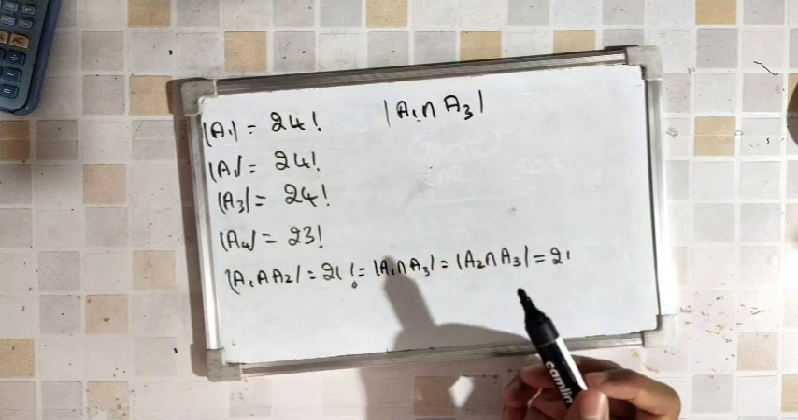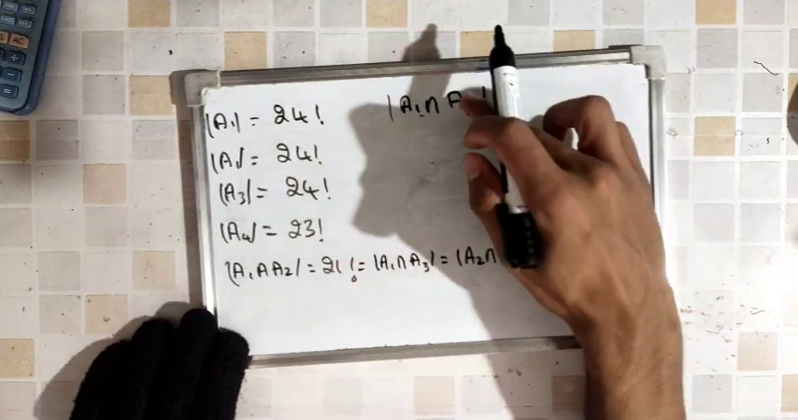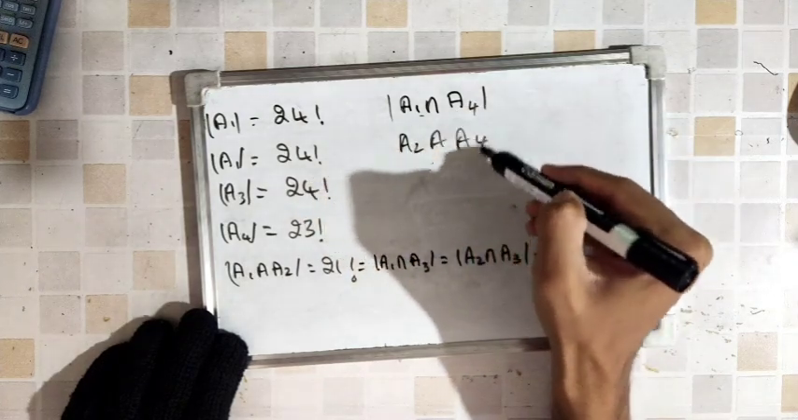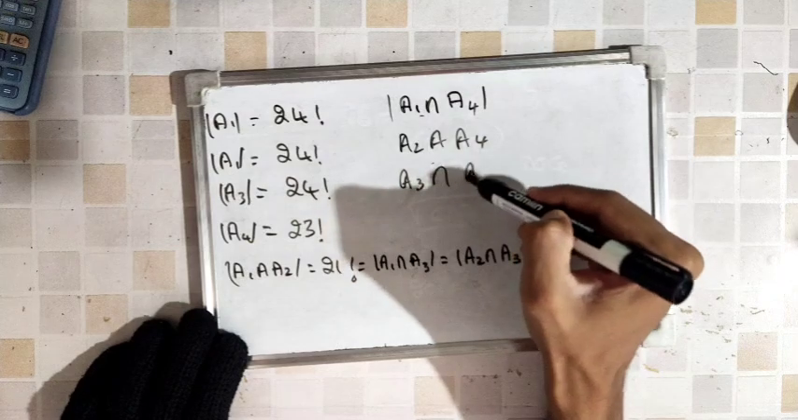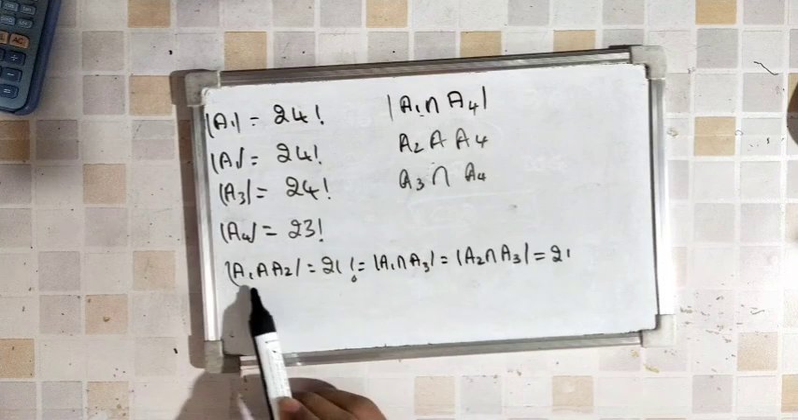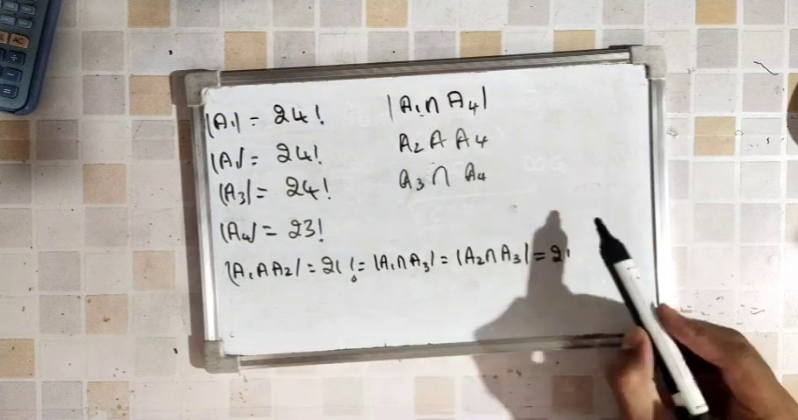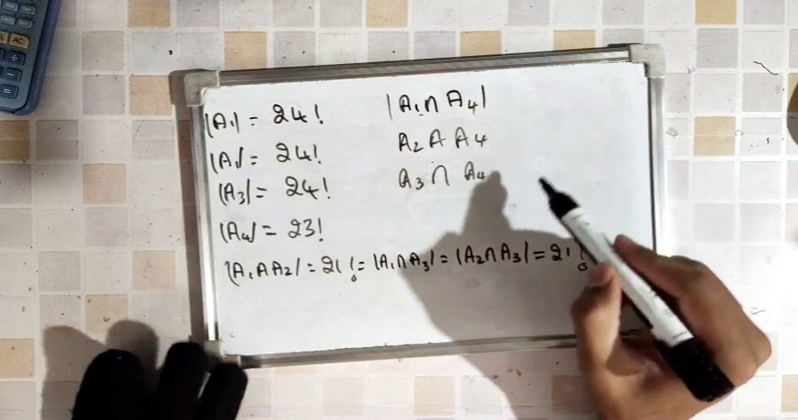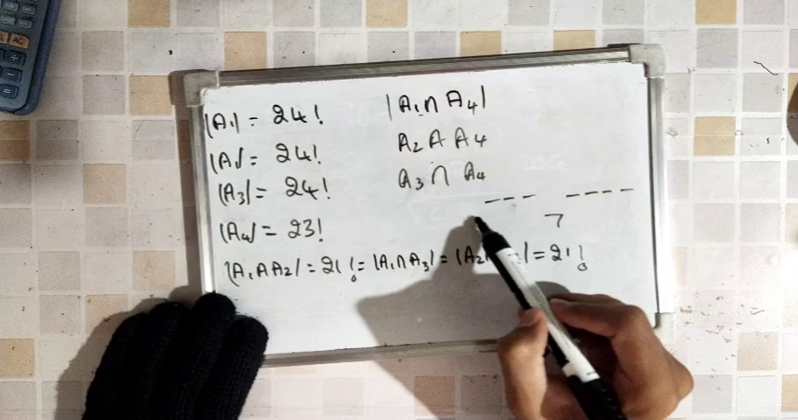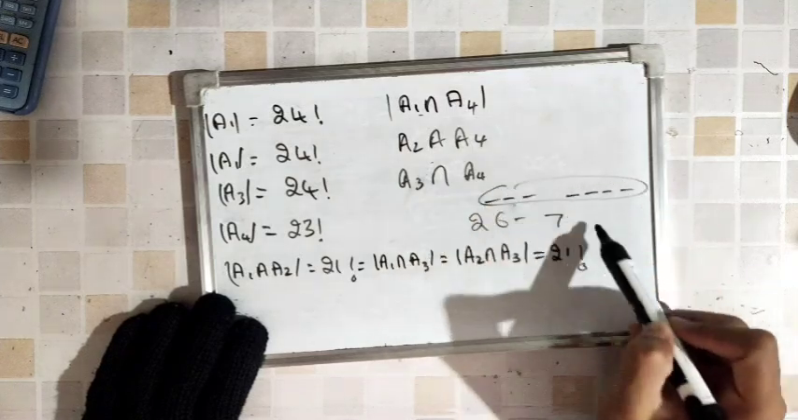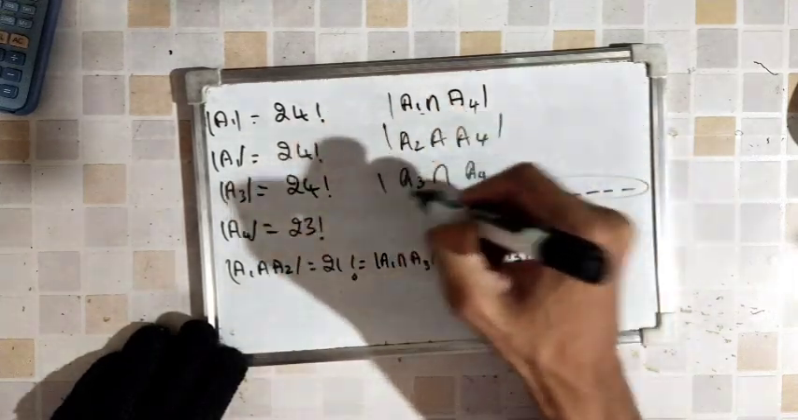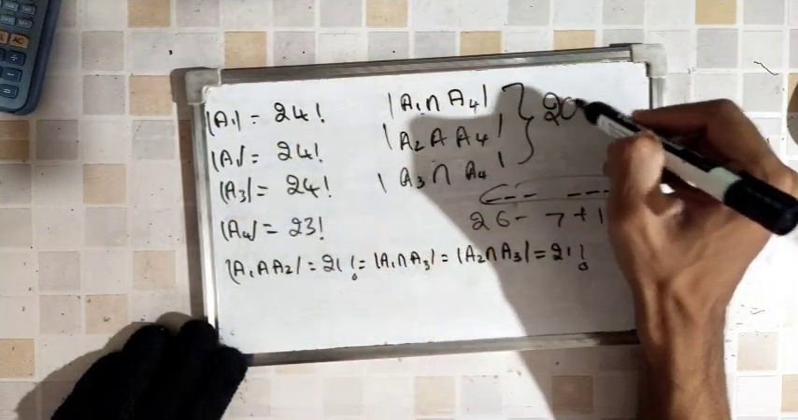But what will be my different value? If I take A1 intersection A4, A2 intersection A4, A3 intersection A4. So A1 to A2, A1 to A3, A2 to A3 are all 21 factorial. But this thing will become different. Why? Because we have 3 letters here, and A4 has 4 letters. So combining, there are 7 letters. So 26 minus 7, this whole will become 1, plus 1. So it will be 19 plus 1, that is 20 factorial. So I can write that these 3 are all equal to 20 factorial.